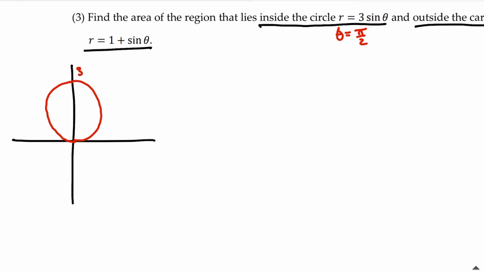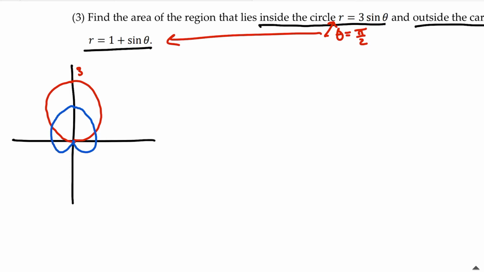And then our cardioid is 1 plus sine theta. So that's going to be a cardioid that is also, like our circle, symmetric about theta equals pi over 2. So what that means is that we're going to get our heart shape. We'll note the max value here is going to equal 2, so it's going to be inside of our circle. Actually, let me make it a little bit more exaggerated. It's going to look like that.